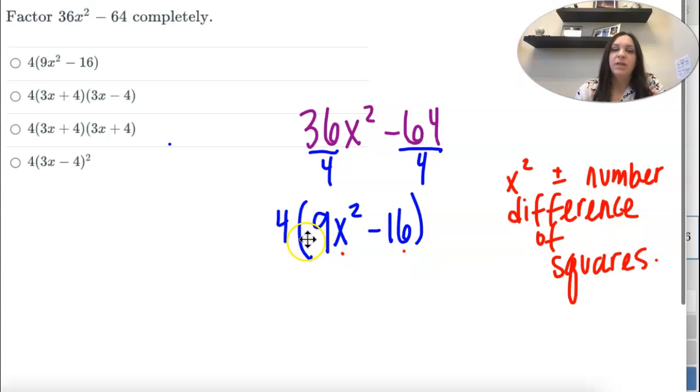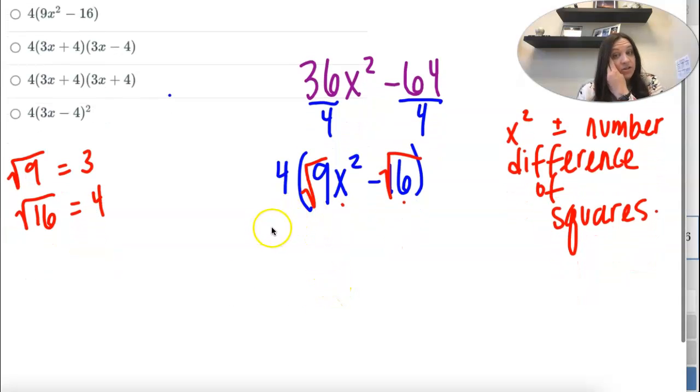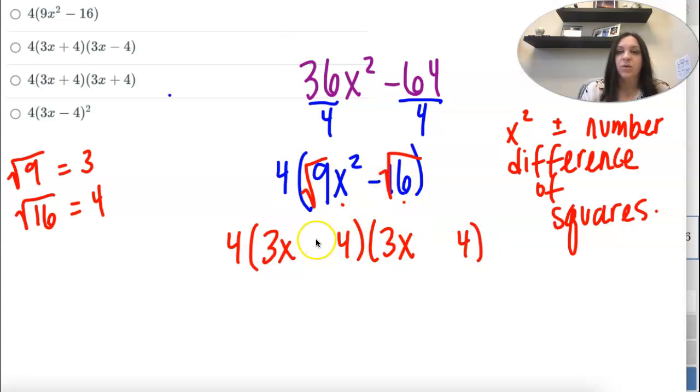So what we do is we can take the square root of the number and then the square root of the other number. So square root of 9 is equal to 3. Square root of 16 is equal to 4. And our factors become 3x and 4 and 3x and 4. And the only thing that's different is one is plus, one is minus. So if we were to multiply these out, we'd come back to 9x squared minus 16.